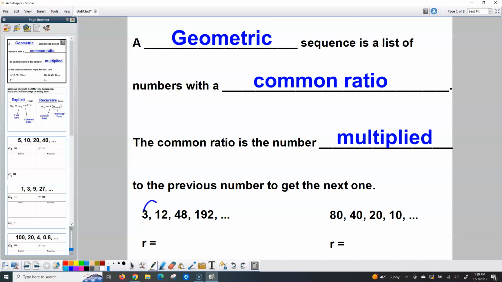So what are we multiplying to get from 3 to 4 and then from 12 to 48? That would be r equals 4. Over here, it looks like we're dividing by something. Looks like we're dividing by 2. But when you write your ratio, you have to write it in terms of what you're multiplying by, not dividing. So that would be r equals 1/2 is what you're multiplying by.